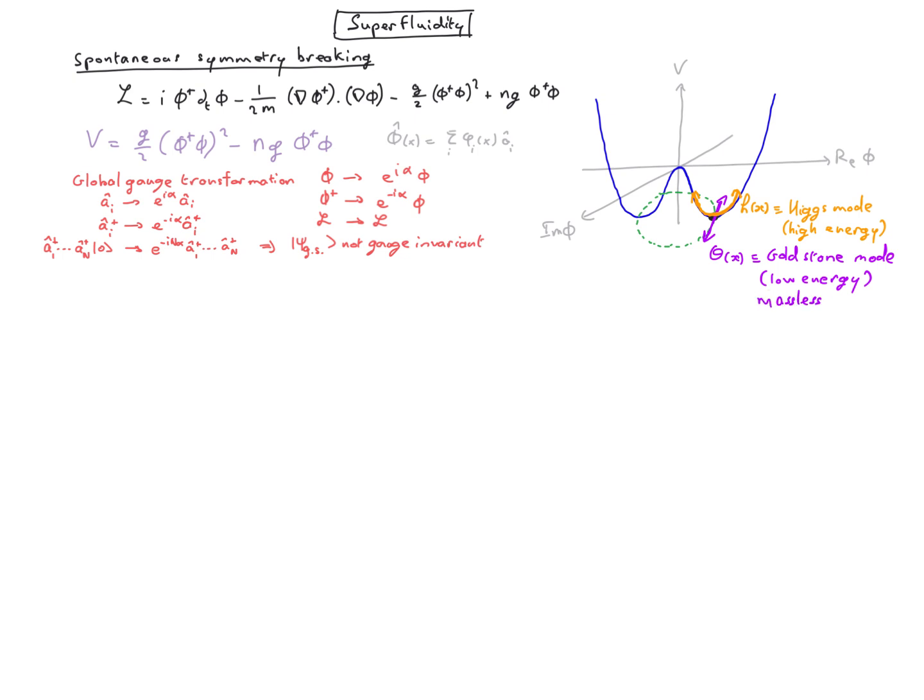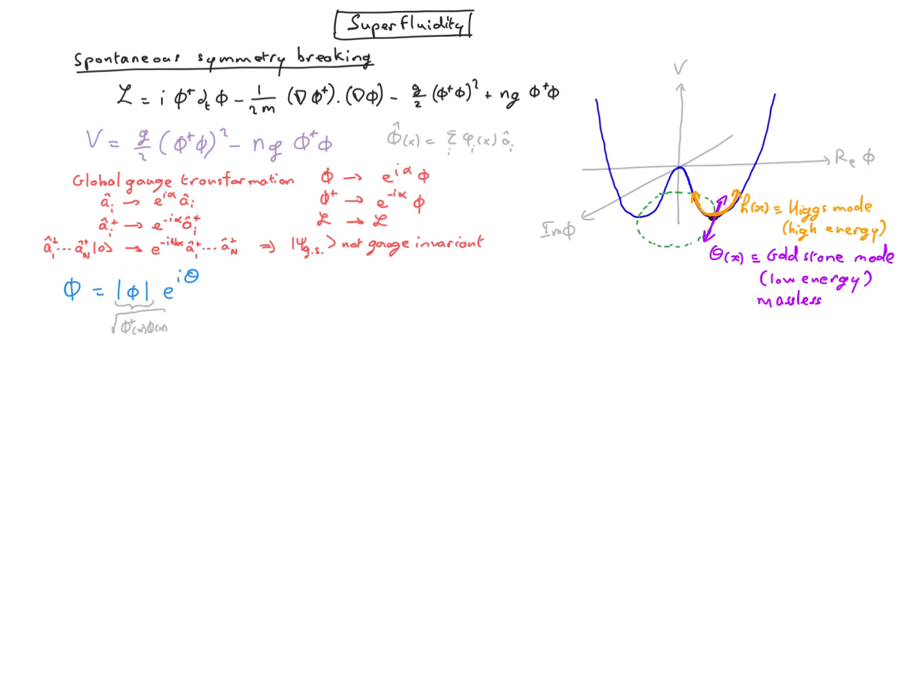And we call H the Higgs mode, which corresponds to climbing up the wall, and that's a high energy mode because it has a finite mass, so it costs energy to move the field out of the vacuum. With this parameterization, we see that the Goldstone mode corresponds to a gauge transformation of the field. Indeed, it only changes the phase of the field. However, the Higgs mode corresponds to a change of the norm of the field.